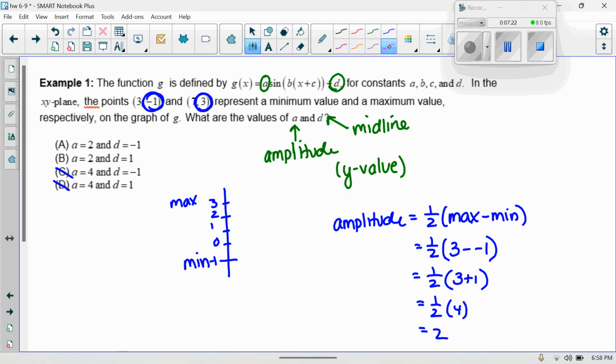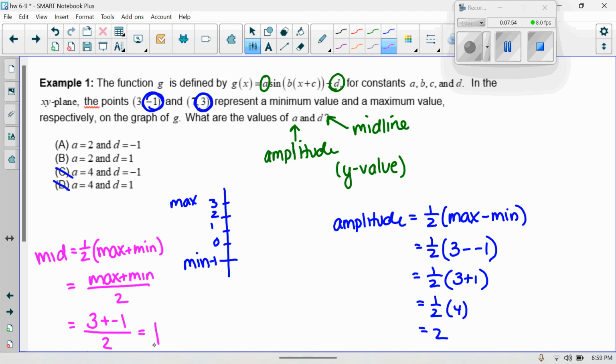Your midline is similar. It's 1/2 max plus min, or you're finding the average of the two, max plus min over 2. Maximum is 3, minimum is -1, over 2. So this is 2 over 2, which gives us 1. So my answer is B. Visually, here's my maximum, here's my minimum, so my midline has to be in between them. There are 4 spaces, and in the middle is my midline, which is at 1, and my distance from here to here is my amplitude, which is 2. So visually or mathematically, either way, A is 2, the amplitude, and D is 1, the midline.